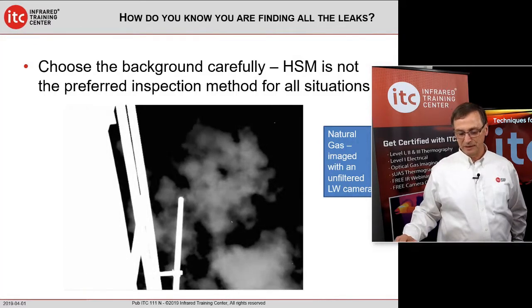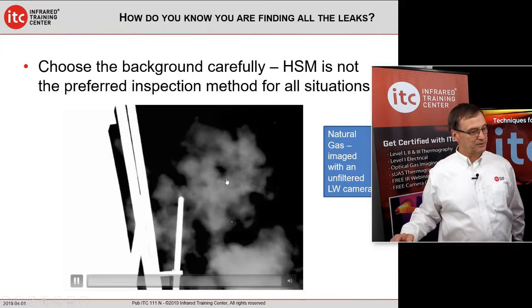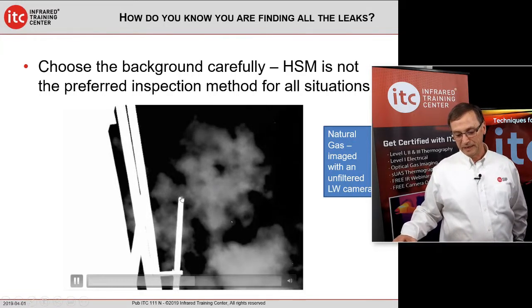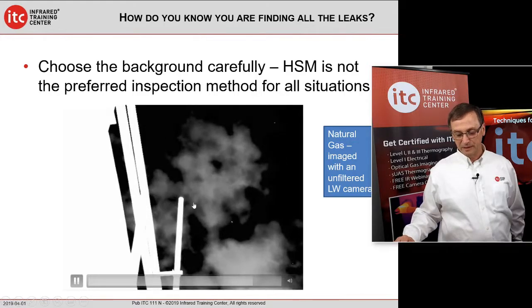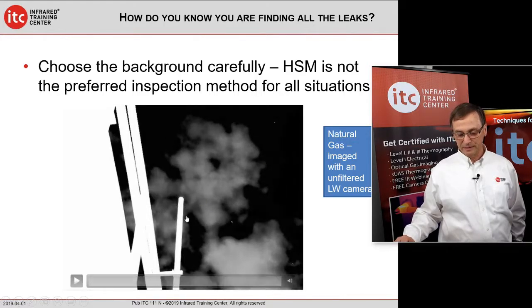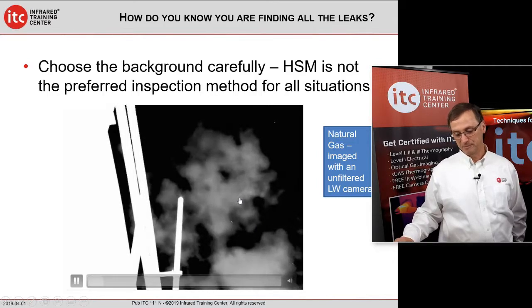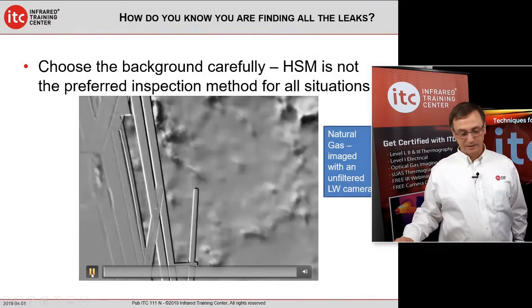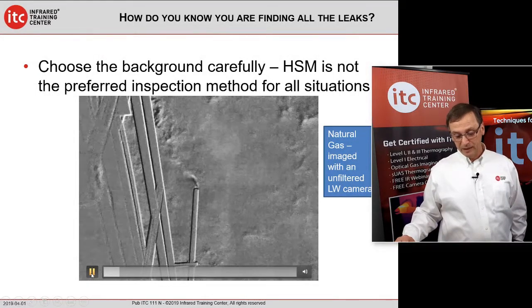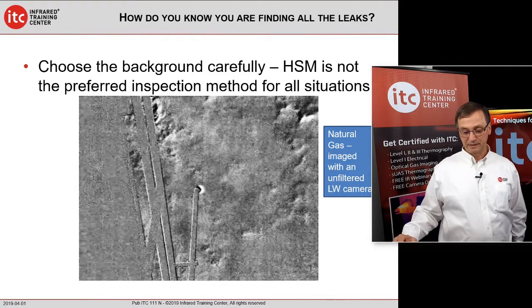You're positioning your camera so you can see a natural gas leak. And this was taken with an unfiltered long wave camera several years ago. And the cloud movement here can obscure the leak, but we could detect it, kind of a minor leak right there. This is up at a vent line. And so, you can locate it. But here is the same thing in high sensitivity mode.